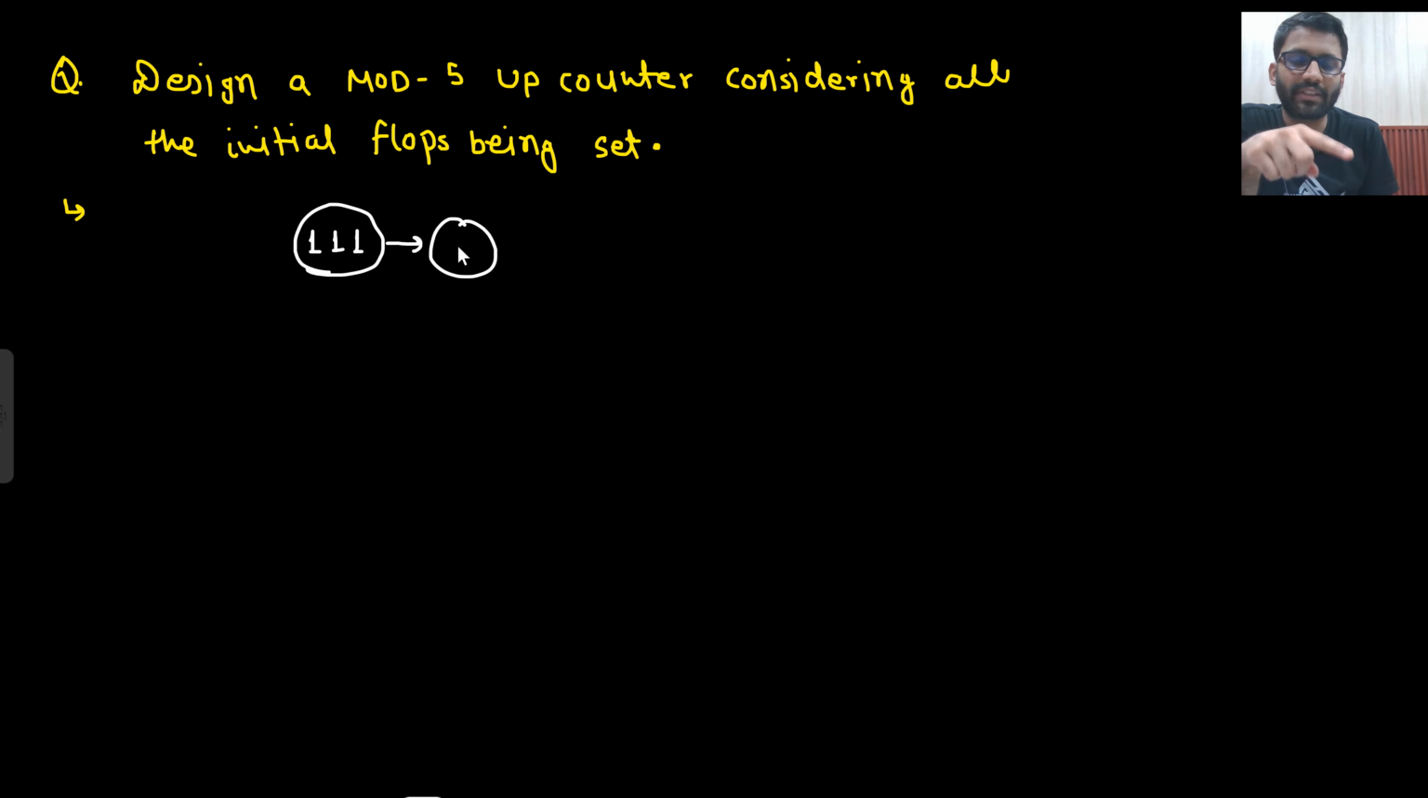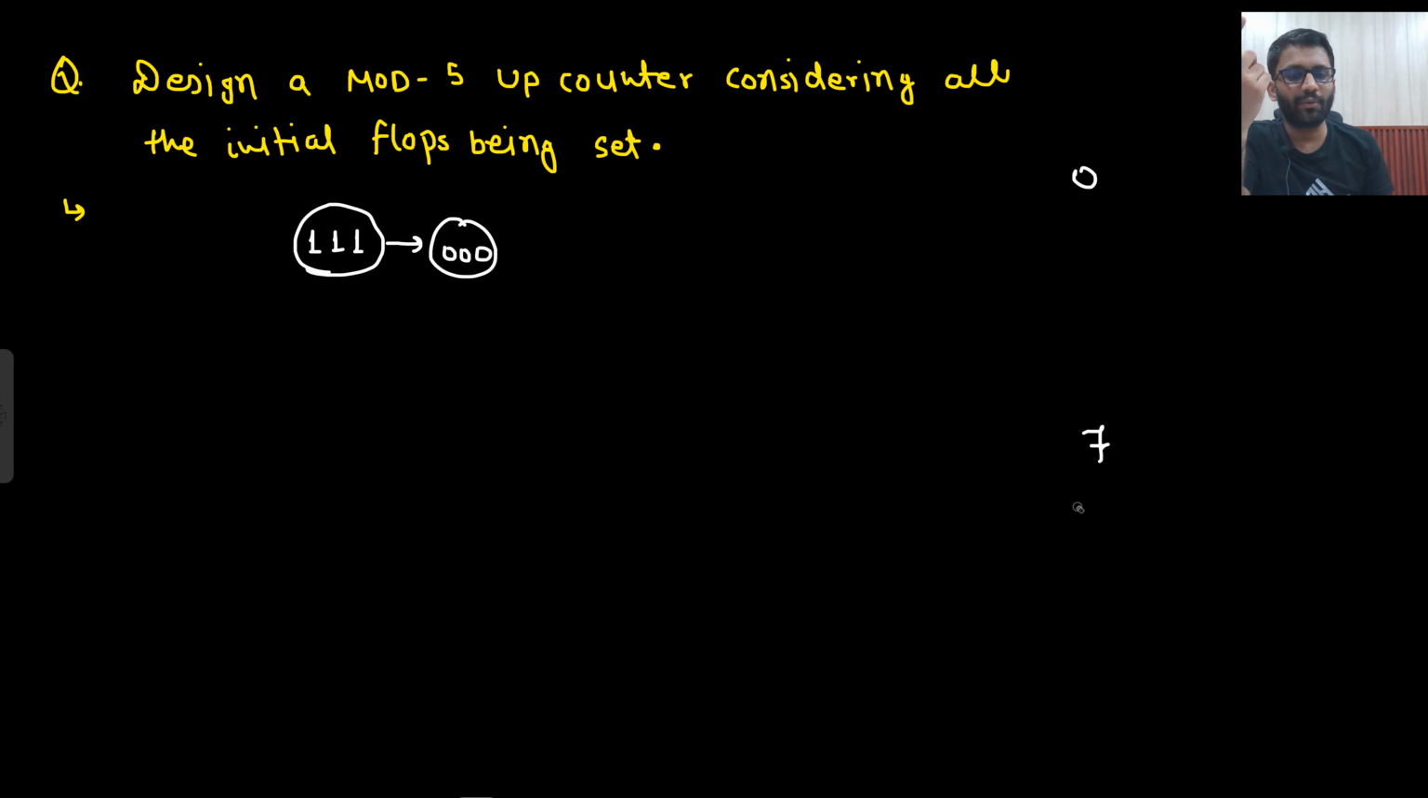If I go from 7 to 6, that means I am counting down. So I need to go to 0. Look, whenever you get confused at the boundary about whether I am going up or down, always think: if I go from 0 to 1, that means I am going up. If I go from 0 to 7, that will be going down. If I am going from 7 to 6, that means I am going down. If I go from 7 to 0, that means going up.